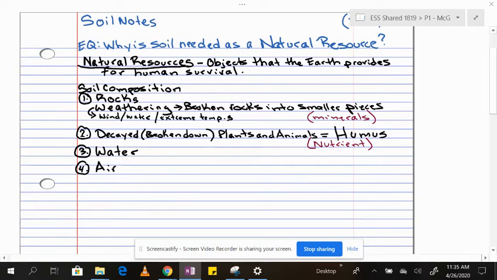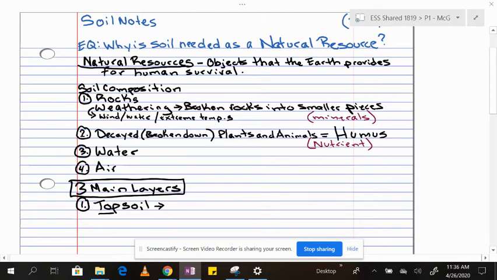Okay, the next thing that we're going to look at, we looked at soil composition. Now we are going to say that soil has three main layers. So three main layers of soil. The very first or top layer is called the topsoil. So think about that, topsoil. The topsoil is really, really a precious resource. And in Iowa, we are very lucky that we have such beautiful, rich, black topsoil. Topsoil is where the humus is located.